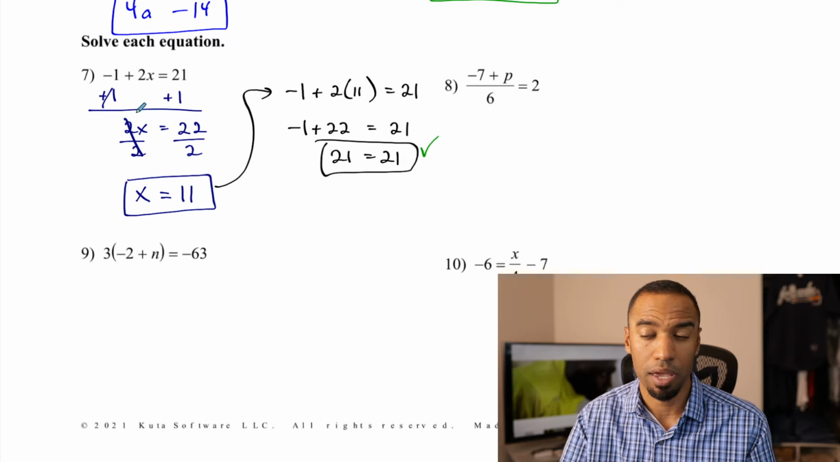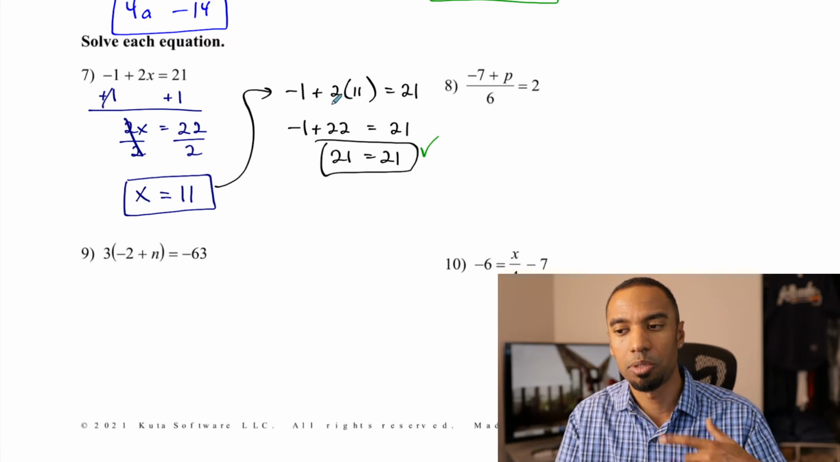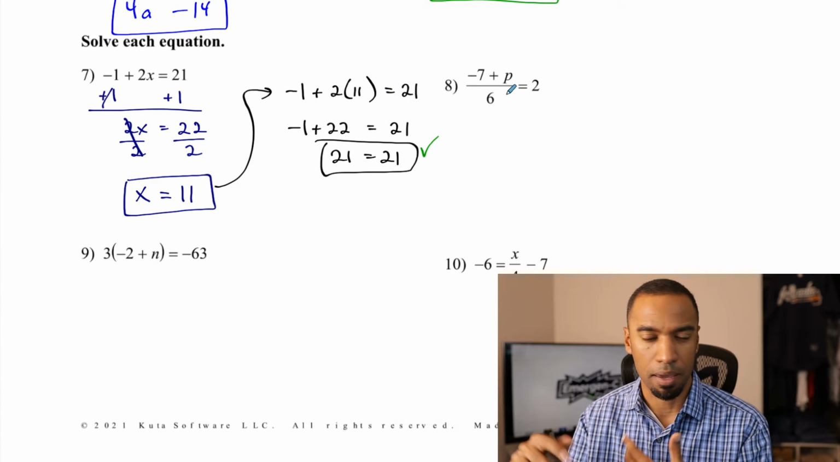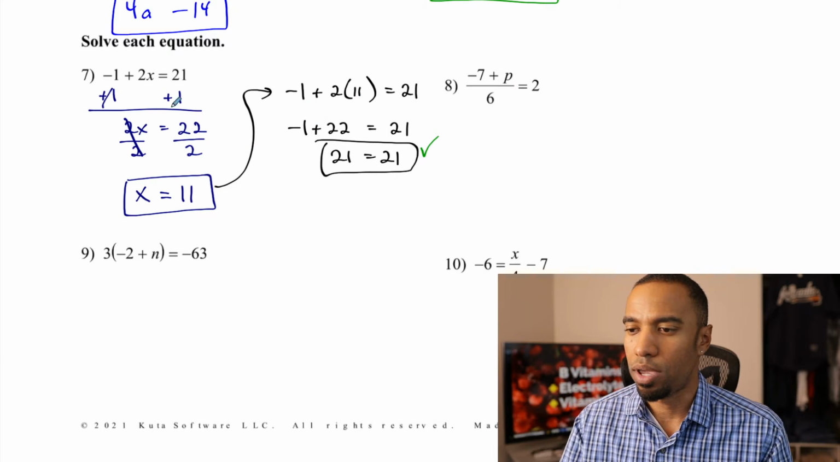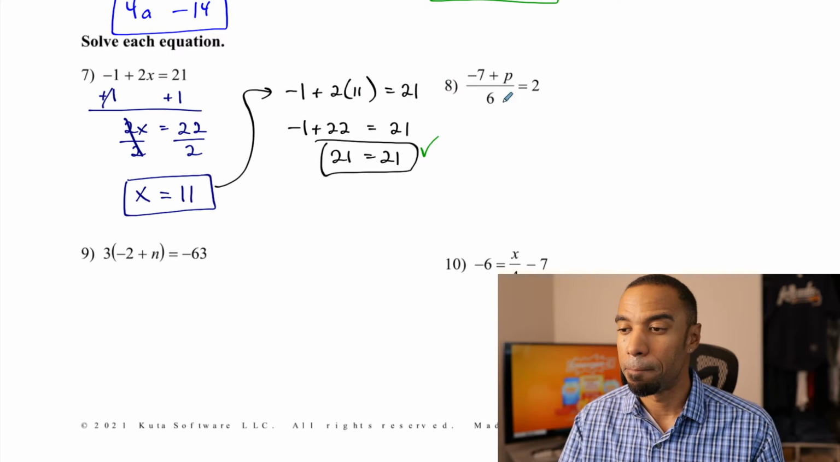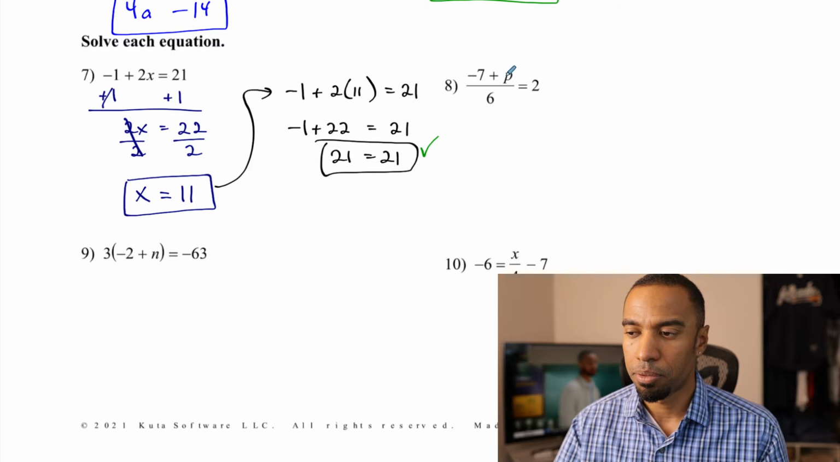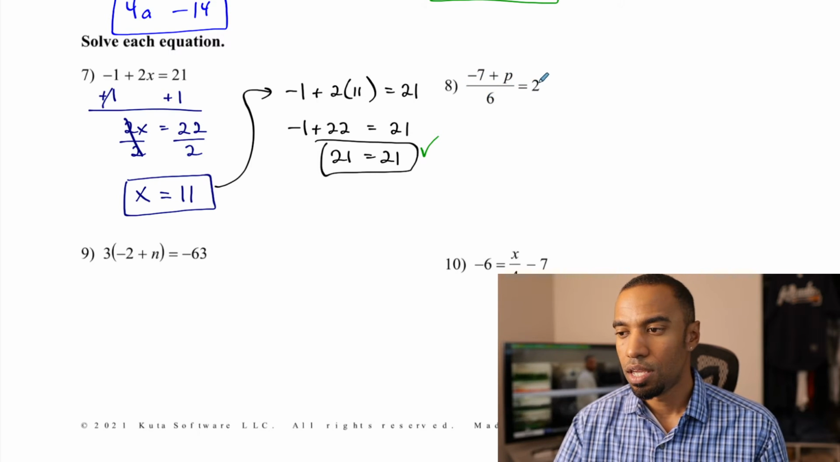So the work we did panned out. I'm not going to double check in that way for the other problems, but I might be able to mentally say it with you. So, okay, that is number 7. Let's look at number 8. On number 8, we have negative 7 plus p, all divided by 6 equals 2.